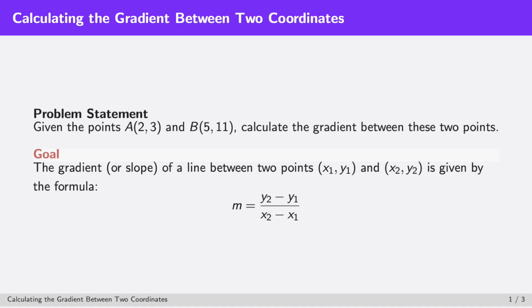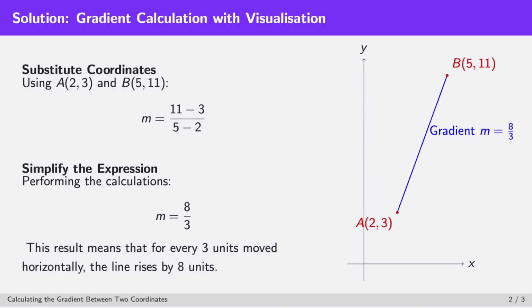Okay, let's dive in. The first thing we're doing here is recalling the basic gradient formula. The gradient or slope of a line between 2 points, let's call them (x1, y1) and (x2, y2), is calculated by subtracting the y values and then dividing by the difference in the x values. It's the change in y divided by the change in x, which gives us our gradient. All right, let's turn to the next slide to see how this plays out with our specific numbers.